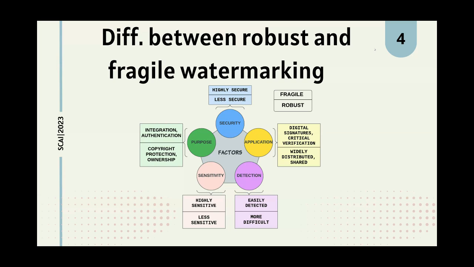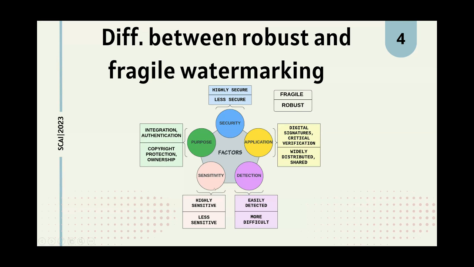Sensitivity: fragile is very highly sensitive, as I have explained earlier also, that even a slight change or even slight tampering to the image, the whole image will be destroyed and the receiver will never be able to retrieve that image. So the purpose for the fragile is usually integrity authentication, whereas the purpose for the robust is copyright protection and ownership.